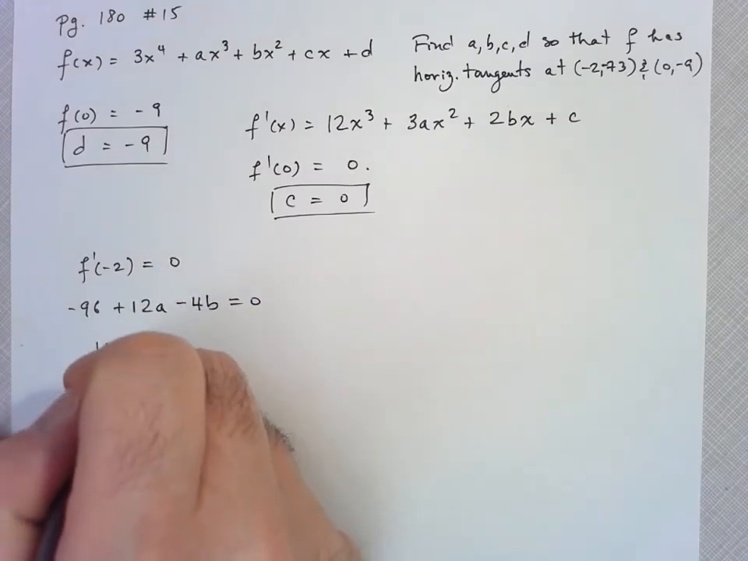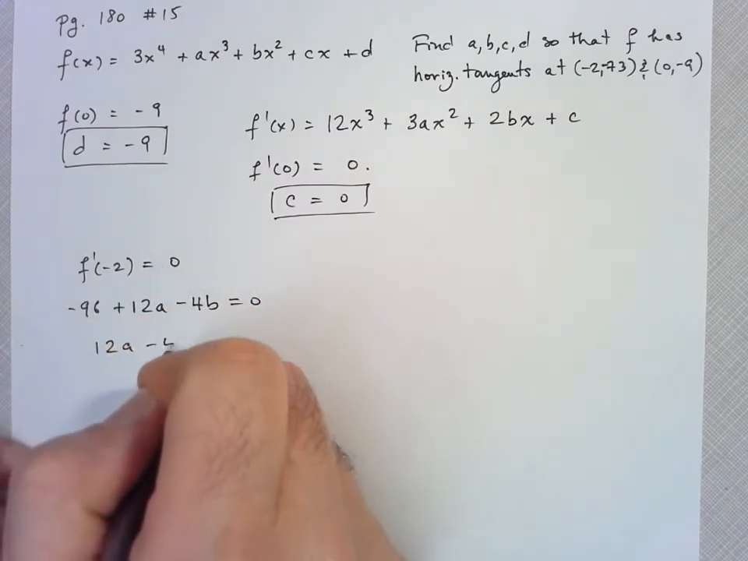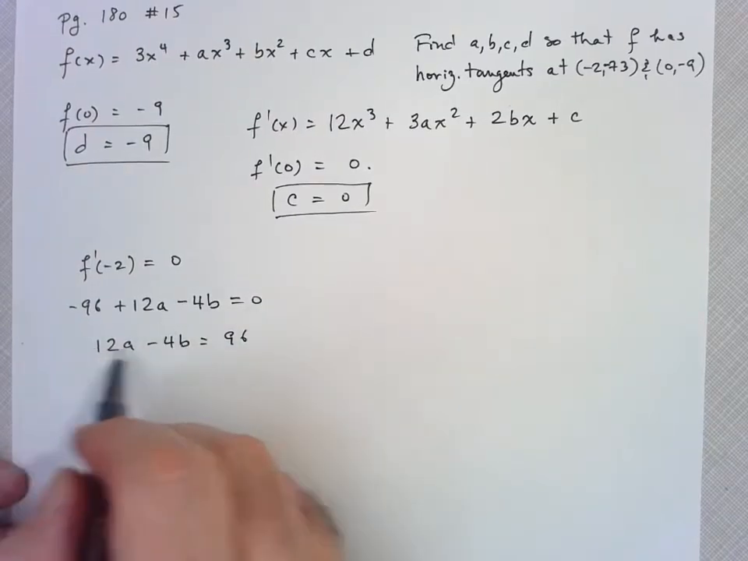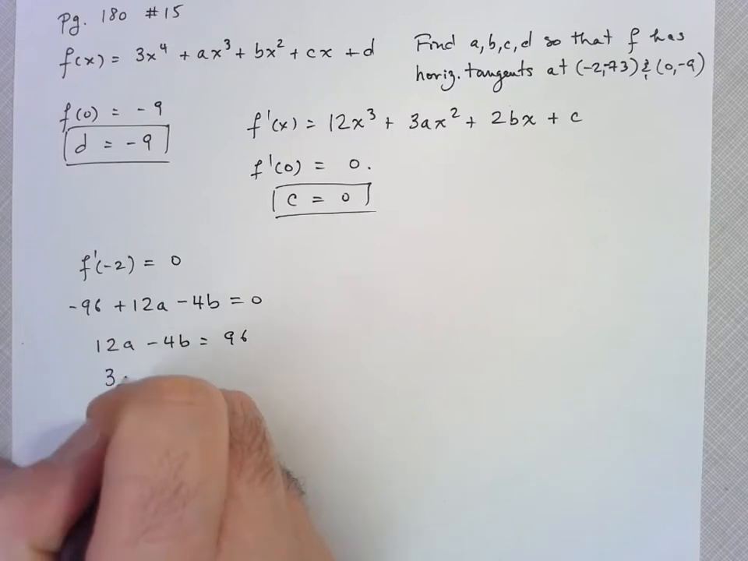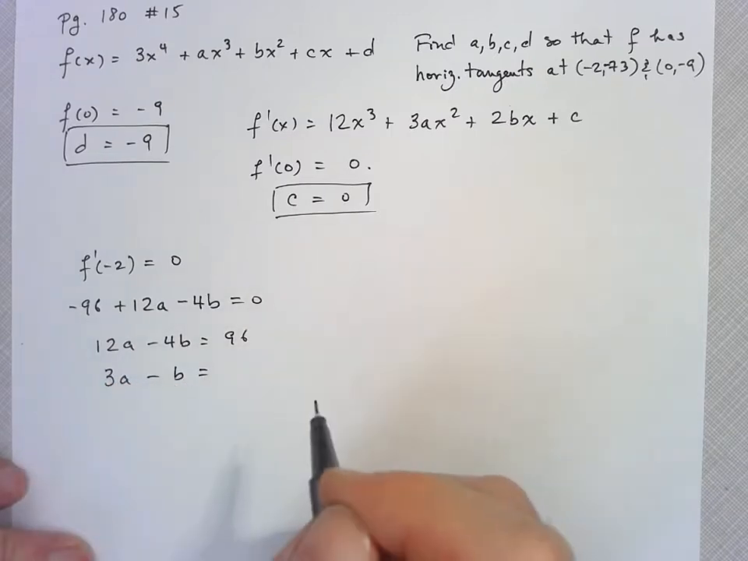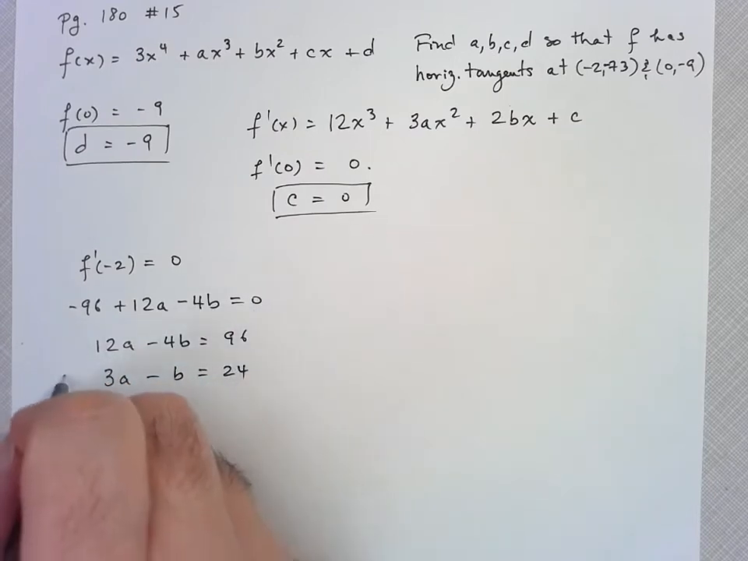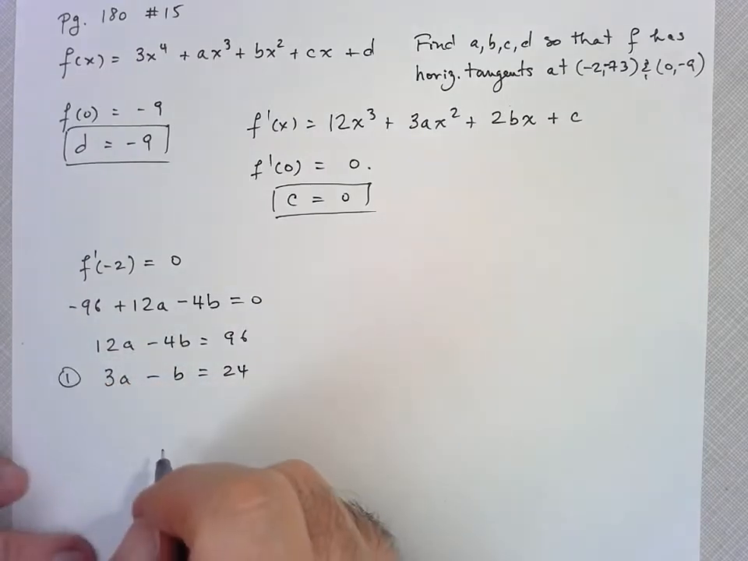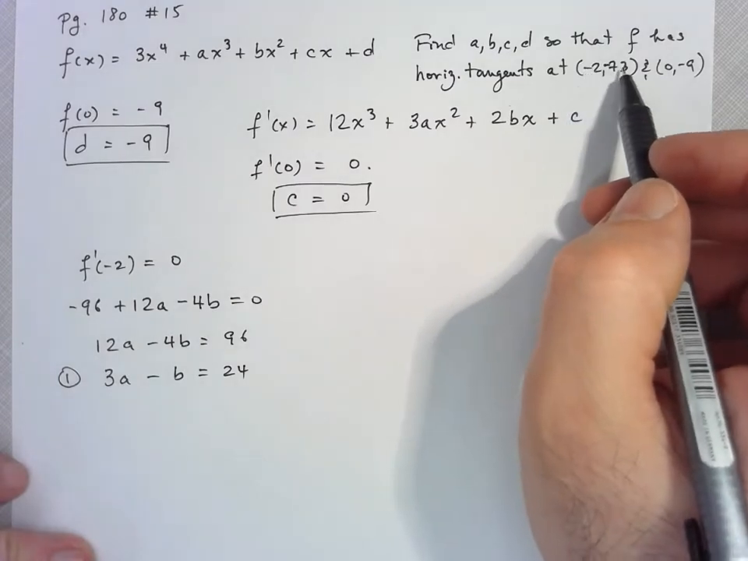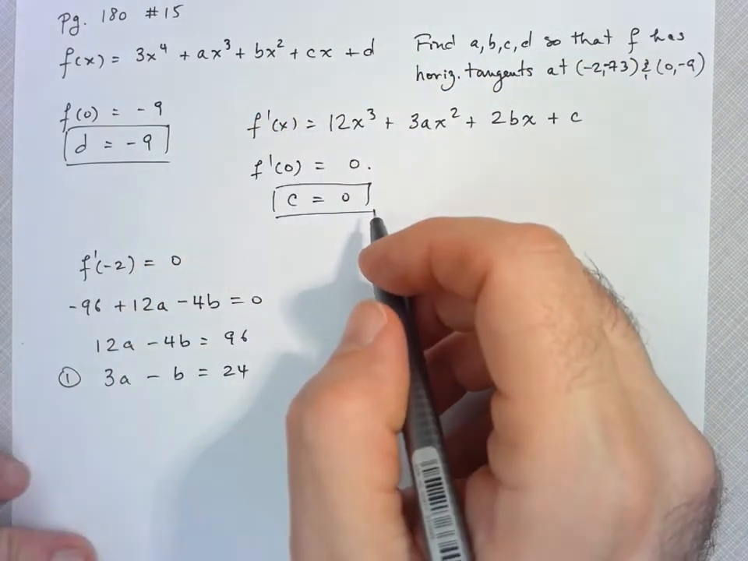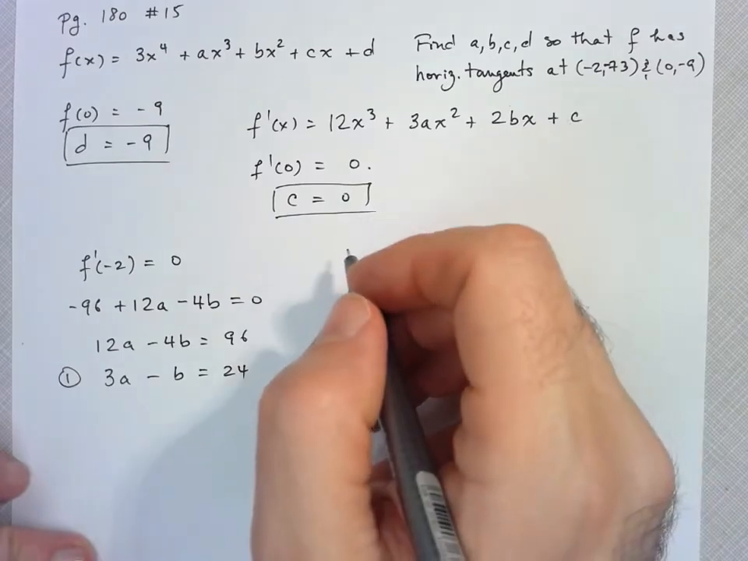So what we have is a first equation with a and b. 12a minus 4b is equal to 96. And we can actually simplify this equation, divide both sides by 4. So 3a minus b is equal to 24. Okay, so there's our first equation involving just a and b, my two remaining unknowns. Okay, so now I'm going to take this point, -2, -73, and input it into my function, and I'll get another equation with a and b.